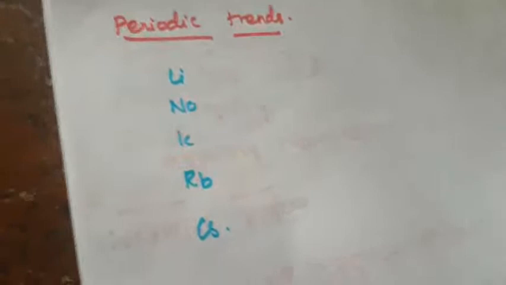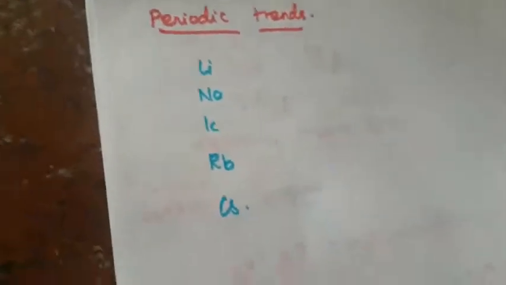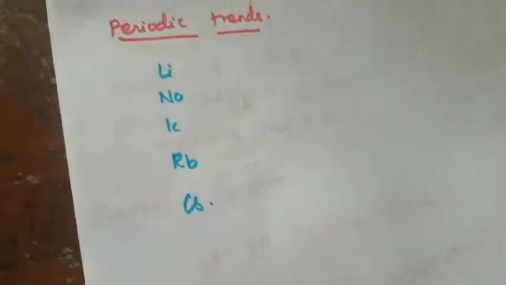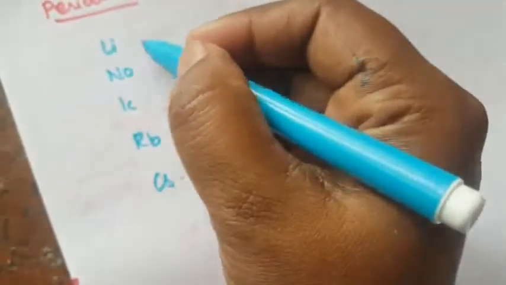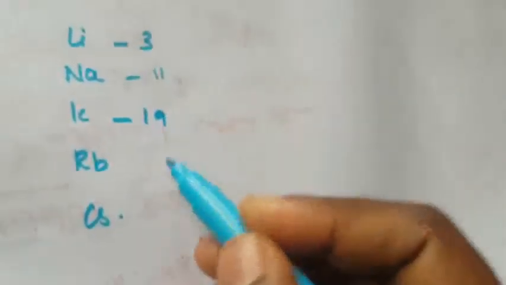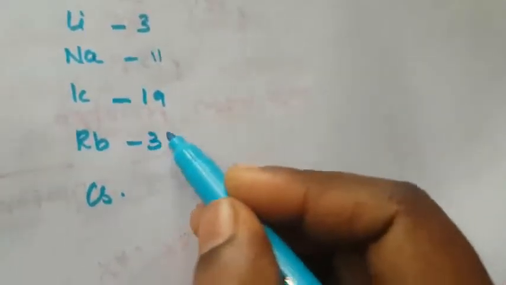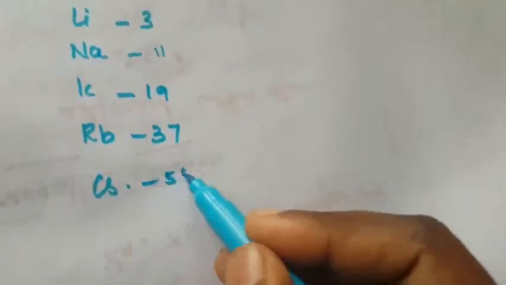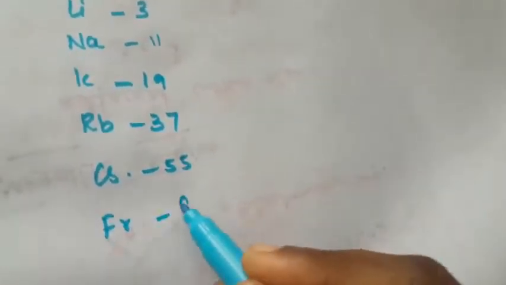What are the atomic numbers of the first group elements? Lithium atomic number is 3, sodium 11, potassium 19, rubidium 37, cesium 55, then francium is 87. This is the first group.